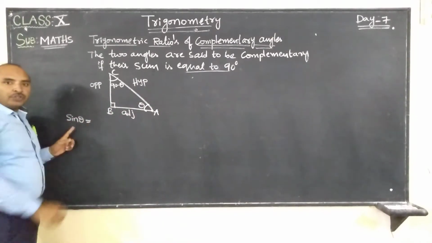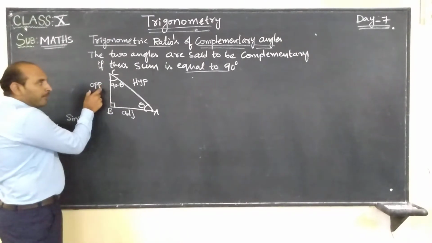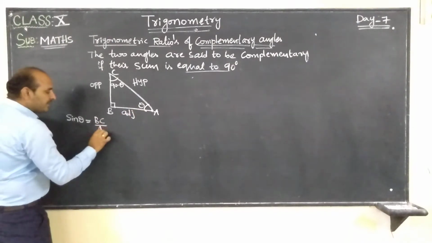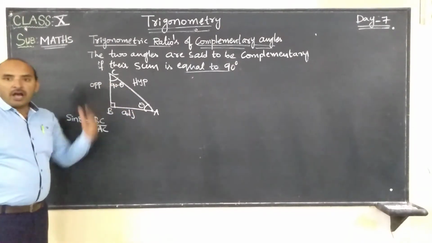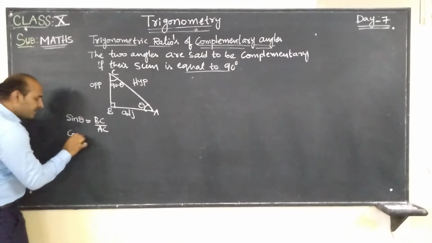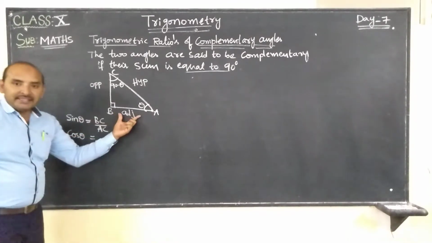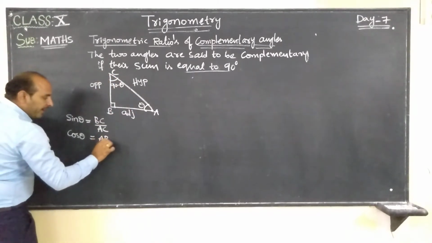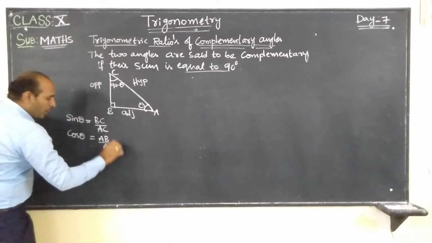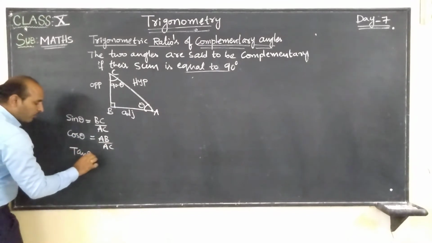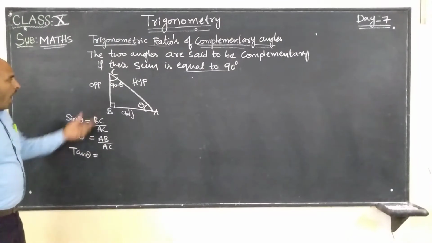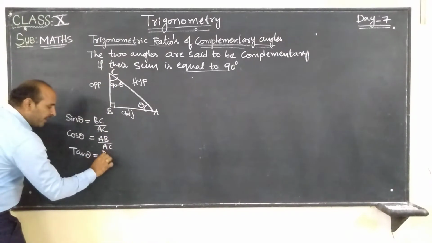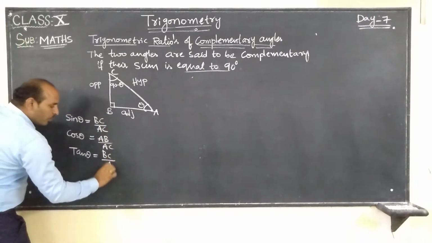I want the sin theta value. According to the trigonometric ratios, sin theta is opposite side divided by hypotenuse, that means BC divided by AC. Next, cos theta is equal to adjacent side divided by hypotenuse, that is AB divided by AC. Now tan theta is equal to opposite side divided by adjacent side, that is BC divided by AB.